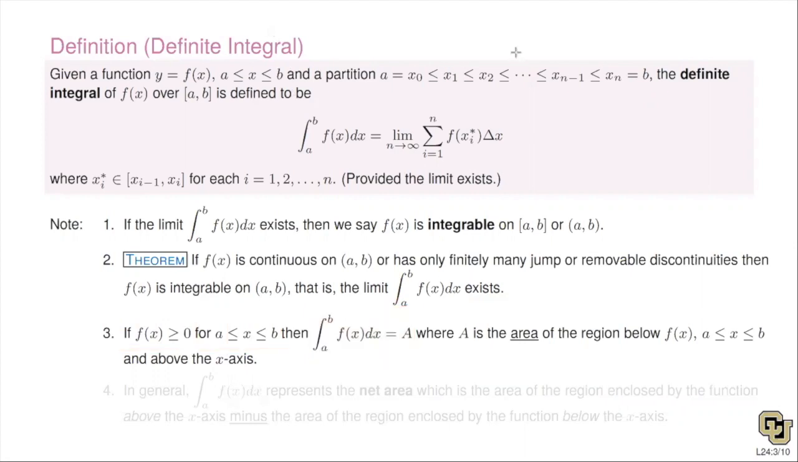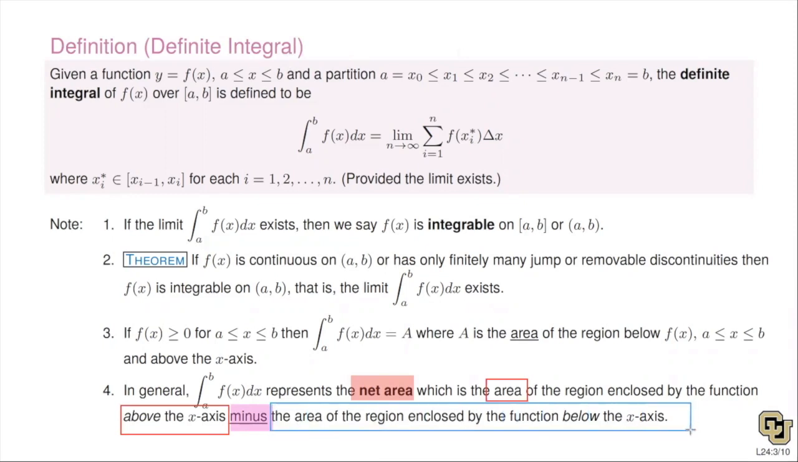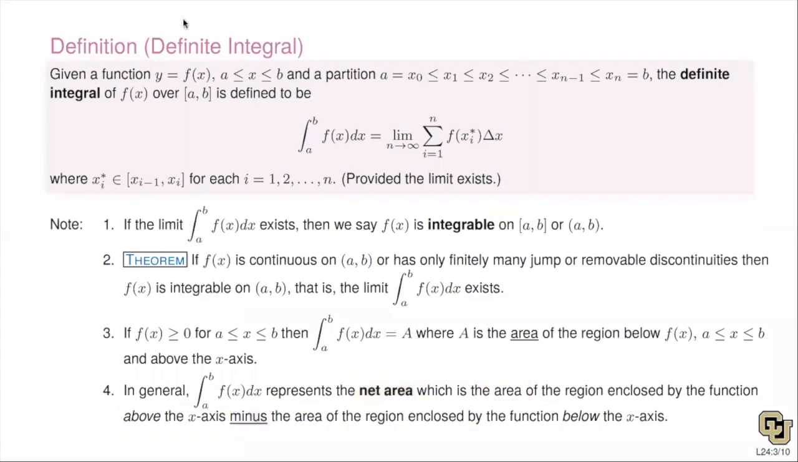However, if the function is not non-negative, then in general, the definite integral will represent the net area, which is what? It's the area bounded by the function and the x-axis above the x-axis minus the area of the region bounded by the function and the x-axis below the x-axis. Okay, so let me show you a picture. It's a lot easier if you see a picture.